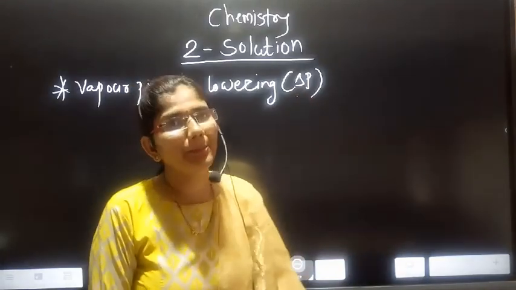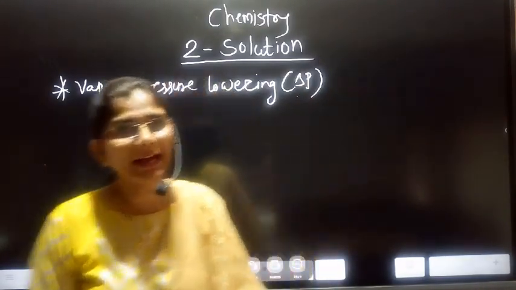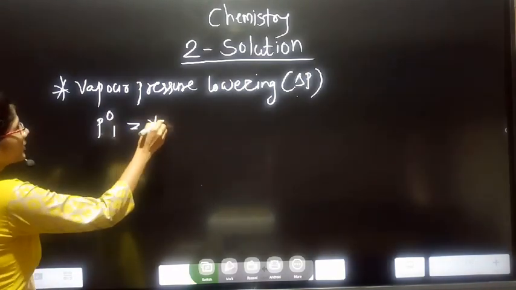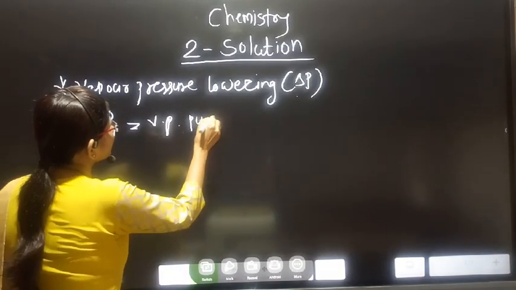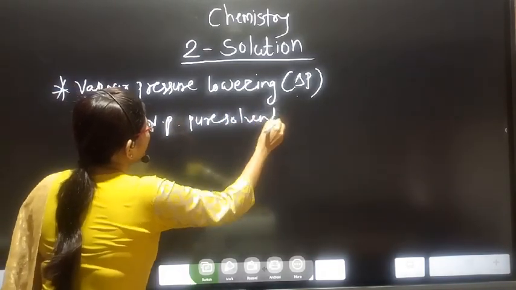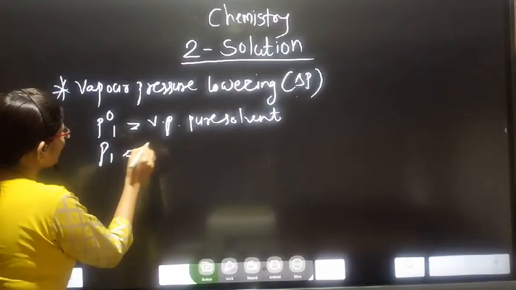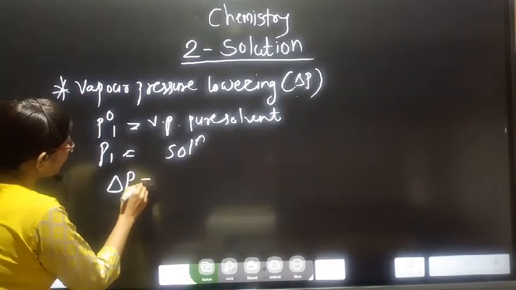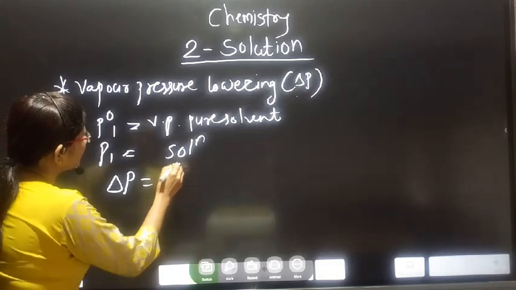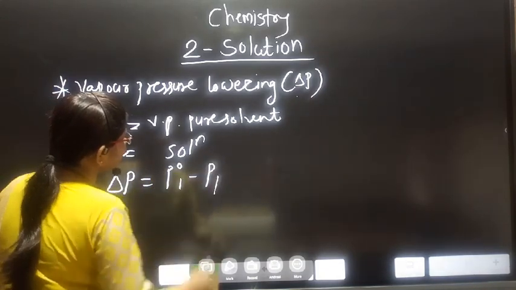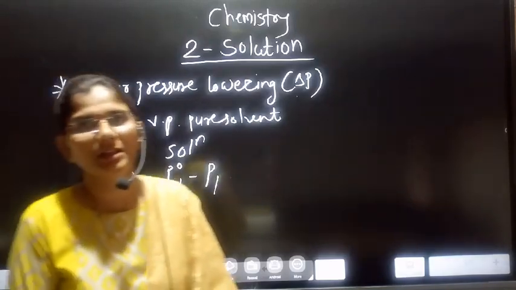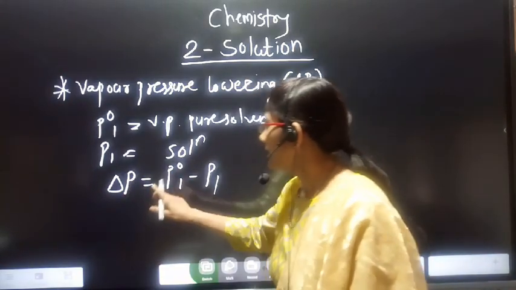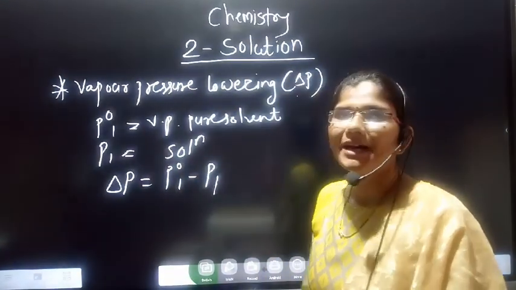That means delta P. If P01 is the vapor pressure of the pure solvent, and if P1 is the vapor pressure of a solution, then delta P, the lowering of vapor pressure, is equal to P01 minus P1. That is what we discussed in our last lecture: delta P is equal to P01 minus P1.